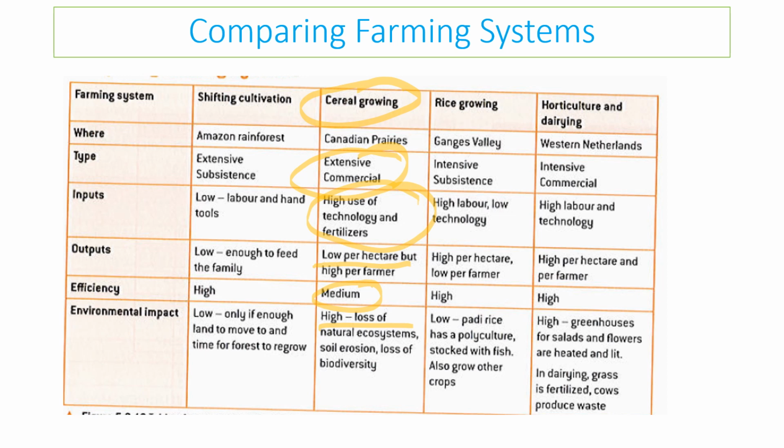We look at a different one. If we look at dairying or horticulture, they've got high amounts of outputs, high amounts of inputs, and the efficiency is high, but there is impact because there's lots of greenhouses and dairies, and lots of waste from the cows. So you need to be able to look at a farming system and identify, is it high impact, high output, and what is the impact on the environment.